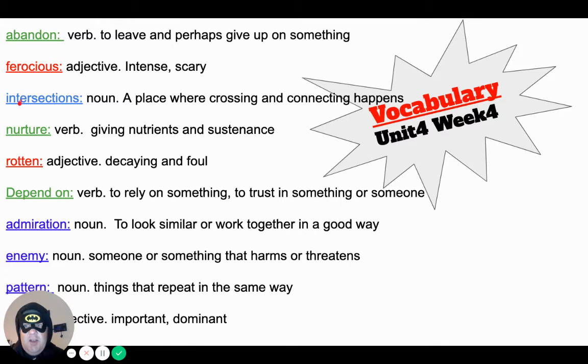You're going to see today intersections. It's a place where crossing and connecting happens. We're going to meet at the intersection of pollen and pollinator. Nurture, to give nutrients, and sustenance, that means food. Rotten, like the heart of the city, means decaying and foul.